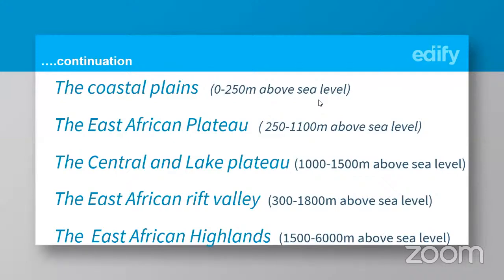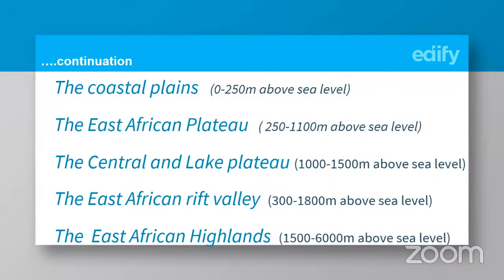The Central and Lake Plateau are found in the central part of East Africa, not of Africa. Then the East African Plateau, where is it found? It's found in East Africa, but in a different direction, in the eastern part. So it is the direction that gives the difference. One is found in the center and along the Great Lakes, then the other one is found on the eastern side of East Africa.